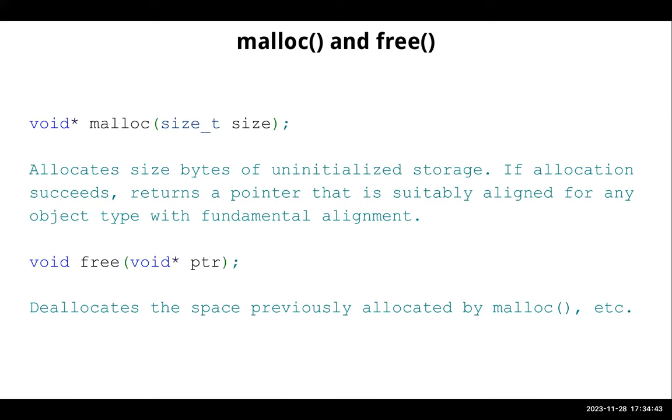This is the prototype of the function malloc. In malloc, you just ask for some size, then malloc will return you an address you can use. Under the hood, malloc will allocate whatever size you ask for of uninitialized storage. If it's successful, it returns the address for that storage. If it's not successful, it just returns zero or null. The corresponding deallocation function for malloc is called free. For free, you need to give a pointer to the free function. Then free will deallocate the space previously allocated by malloc.